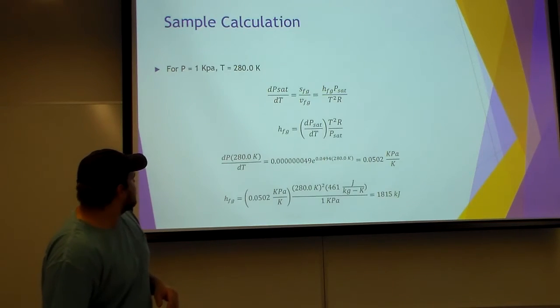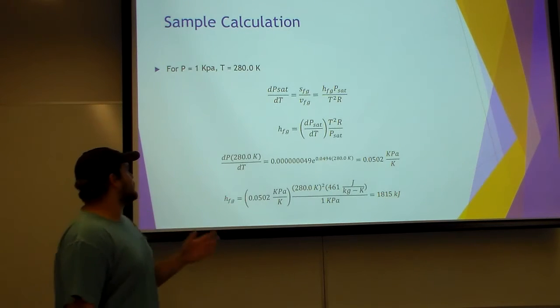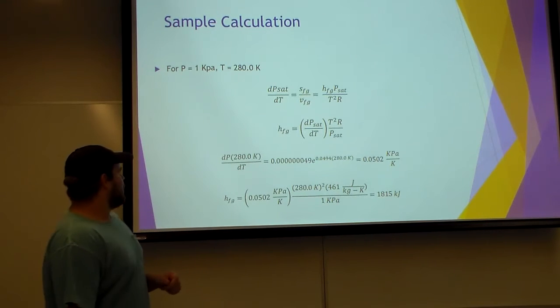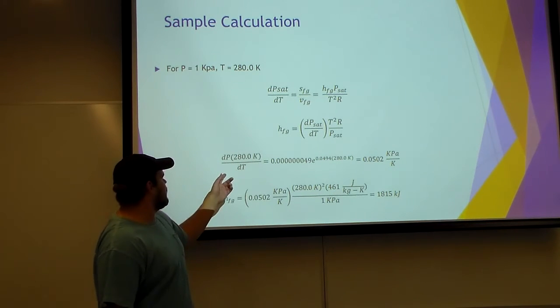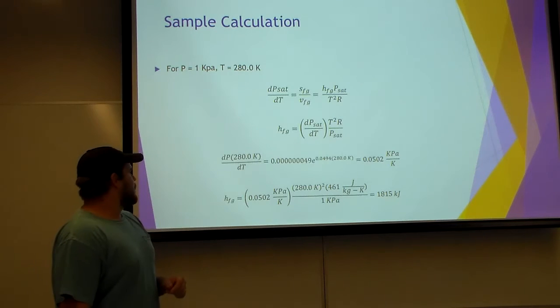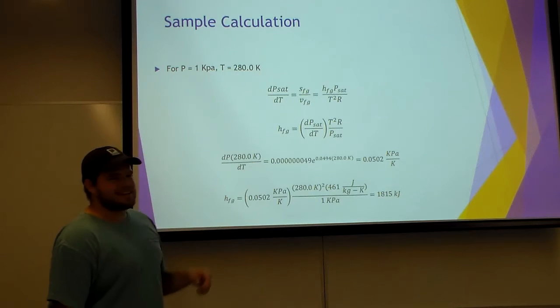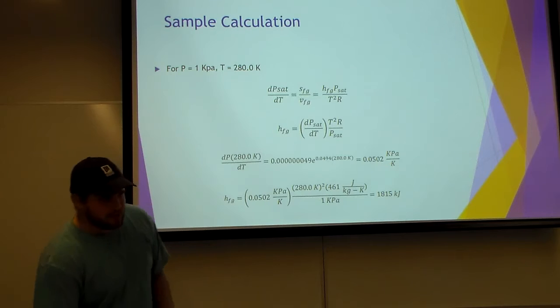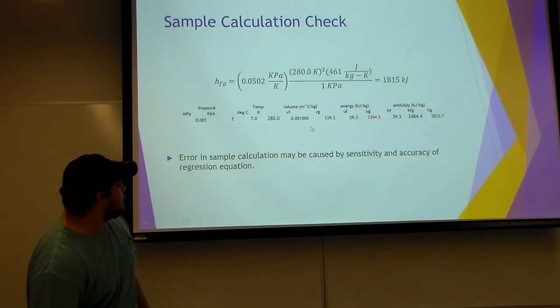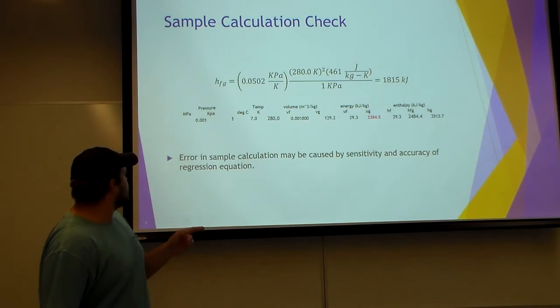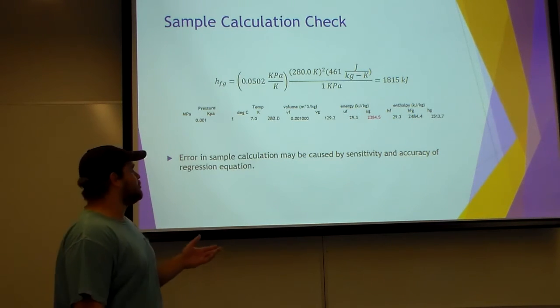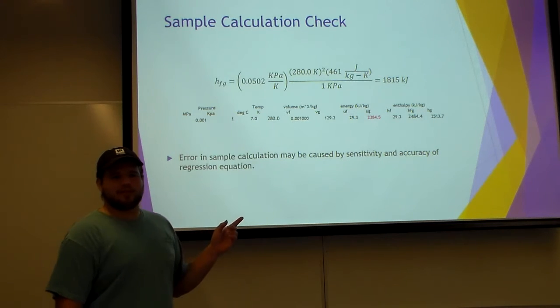So here's a sample calculation for pressure at 1 kPa and temperature at 280 Kelvin. Like I said, we took the derivative of the pressure with respect to temperature, and plugging into that equation, we were able to then plug it into the Clapeyron equation to find the latent heat of vaporization for the water at that pressure and temperature. When comparing it to the steam tables provided, like in the book, it's pretty far off.